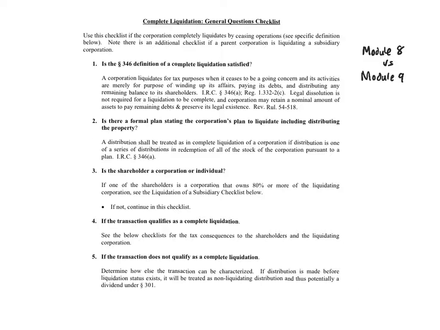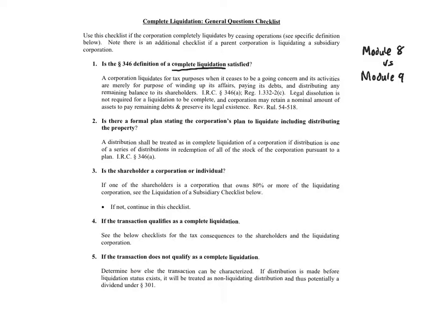So this first page right here, what it's talking about is, do we have a complete liquidation? In this class, you'll know from the facts it's complete liquidation. But this is something you have to address in practice. It might not be. It might be a partial liquidation. It might not be a liquidation at all. In that case, the distribution rules, again, you apply Module 8, not Module 9. But if it's a complete liquidation, you apply the Module 9 liquidation rules. Is there a formal plan? Is the shareholder a corporation or individual? That's important. So question 3.